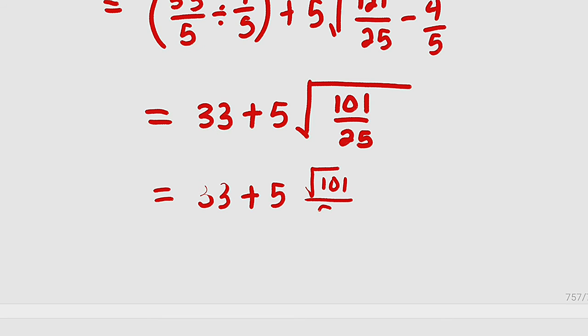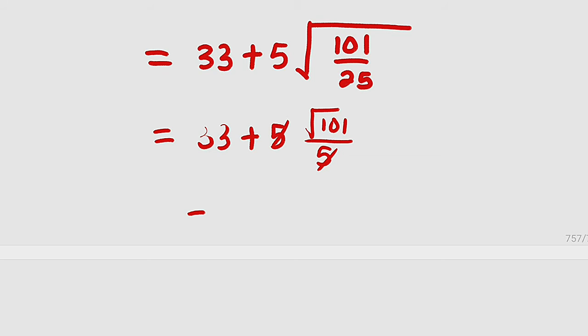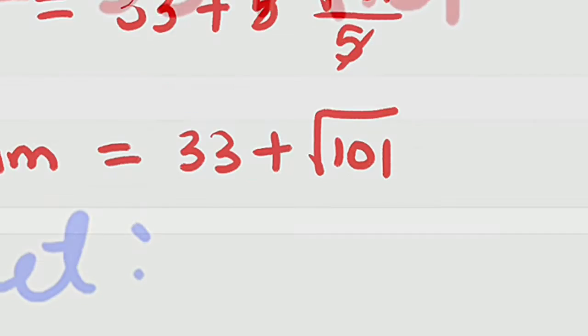So this is 33 plus 5 multiplied by the square root of 101 is still square root of 101, right? But square root of 25 is 5. So this 5 will cancel this 5. So finally our sum is 33 plus the square root of 101. We are done with the sum. Now let us go back to the product.